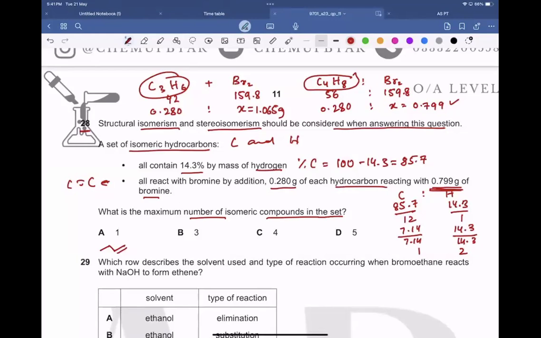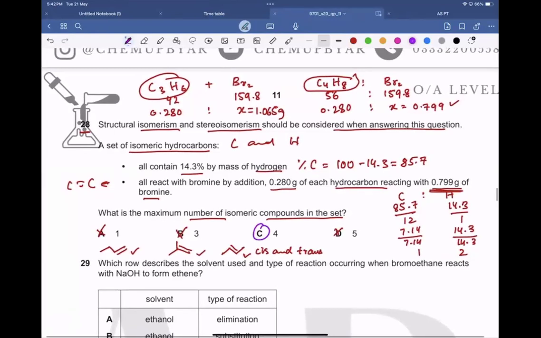Then it can be a branched structure like this, having a double bond. Second, but-2-ene, and but-2-ene can be cis and trans as well. There is no other possibility. So it means there are 4 structures: one but-1-ene, one 2-methylprop-1-ene, and the third is cis-but-2-ene and trans-but-2-ene. So A, B, and D go wrong, and C is the correct answer.